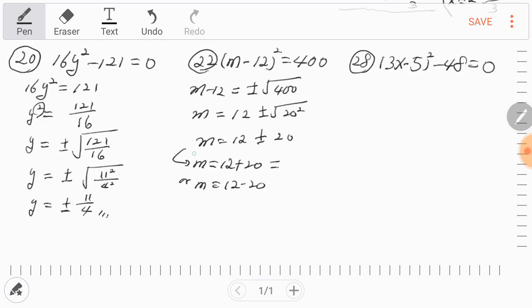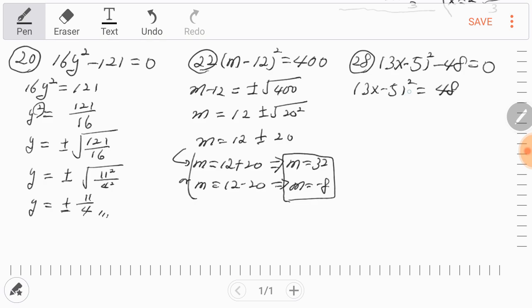So if it is 12 plus 20, then m will be 32. 12 minus 20, then m is negative 8. So there are two solutions, 32 and negative 8. Okay, next one. We have something squared, minus 48. So move minus 48 to the other side: 3x minus 5 squared equals 48.